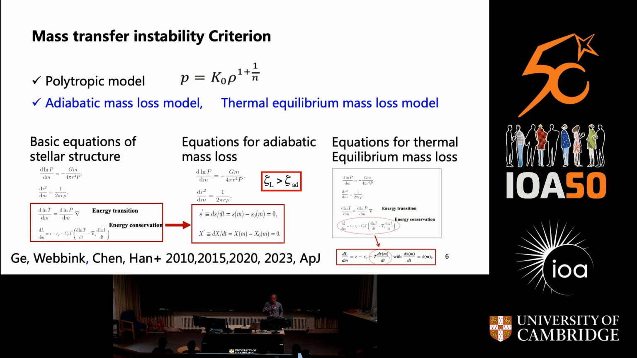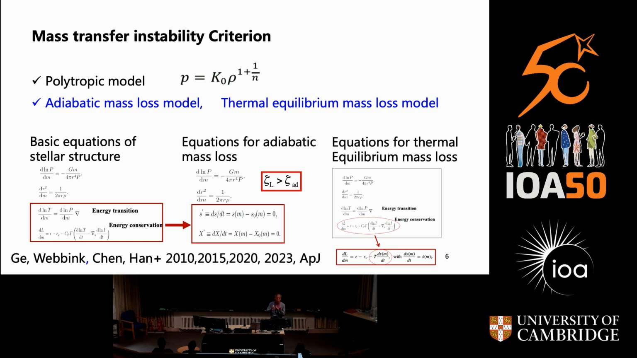equilibrium mass loss. By adiabatic, we mean the mass loss process is adiabatic. By thermal equilibrium mass loss, we mean the mass loss process is in thermal equilibrium. We just rewrote the basic equations of stellar structure, and it took us the last 2 decades. Now it's more or less established. If we compare the new criterion, there is a very big difference.